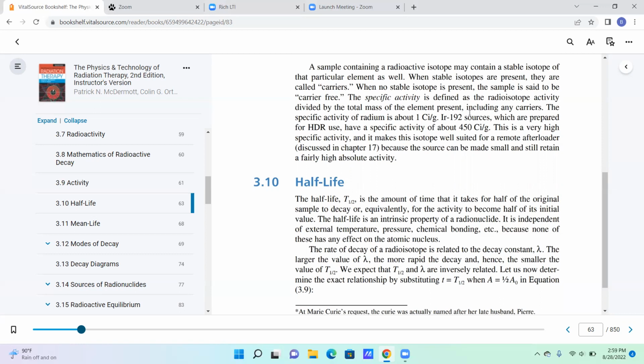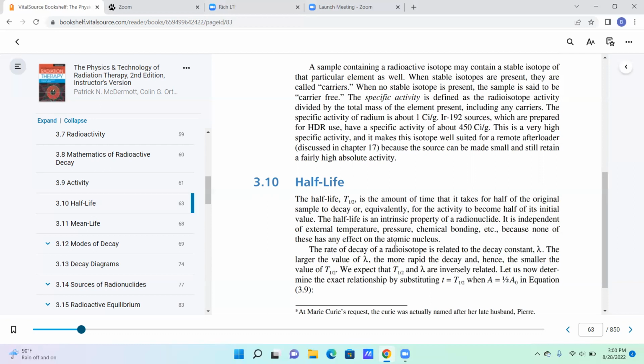So now let's take a look at half-life. The half-life is the amount of time it takes for half of the original sample to decay, or equivalently for the activity to become half of its initial value. The half-life is an intrinsic property of a radionuclide. It is independent of external temperature, pressure, and chemical bonding, because none of these have any effect on the atomic nucleus.